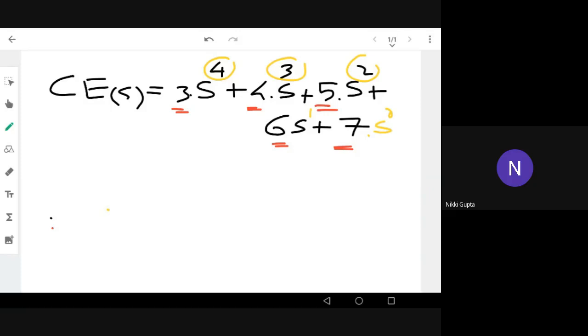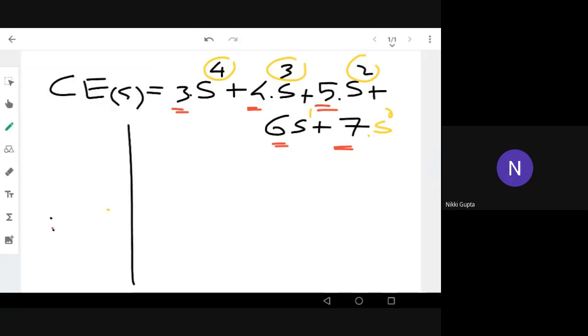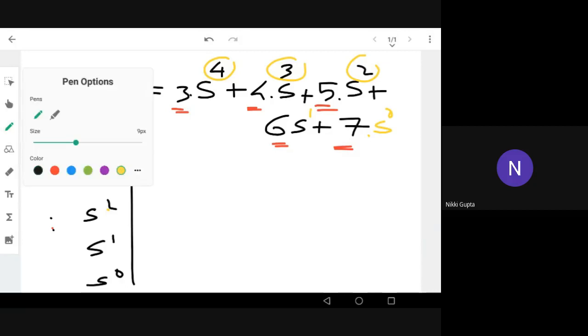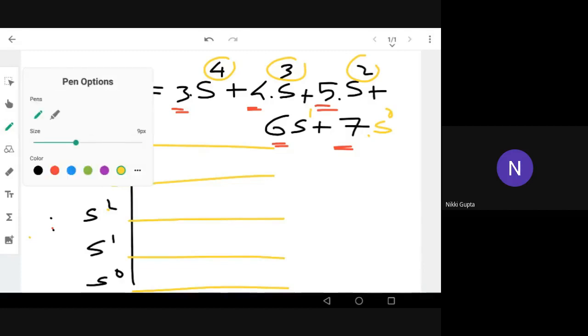So what is the first step? Yeah, we should start with the row. Start with s raised to 4, s raised to 3, s raised to 2, s raised to 1, s raised to 0. These are my possible rows. First row, second row, third row, fourth row, fifth row. Right? Now just put everything in order.